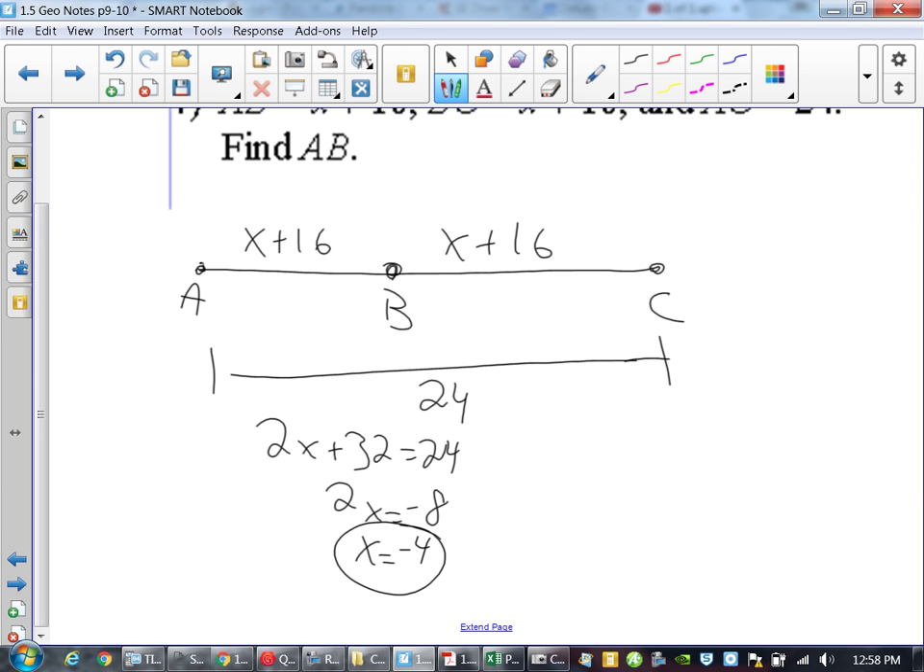And again, is it okay that I have a negative for an x? Because if I substitute in, what's negative 4 plus 16? And what's 12 plus 12? Ding, ding, ding, ding, ding. It's okie dokie. All right.